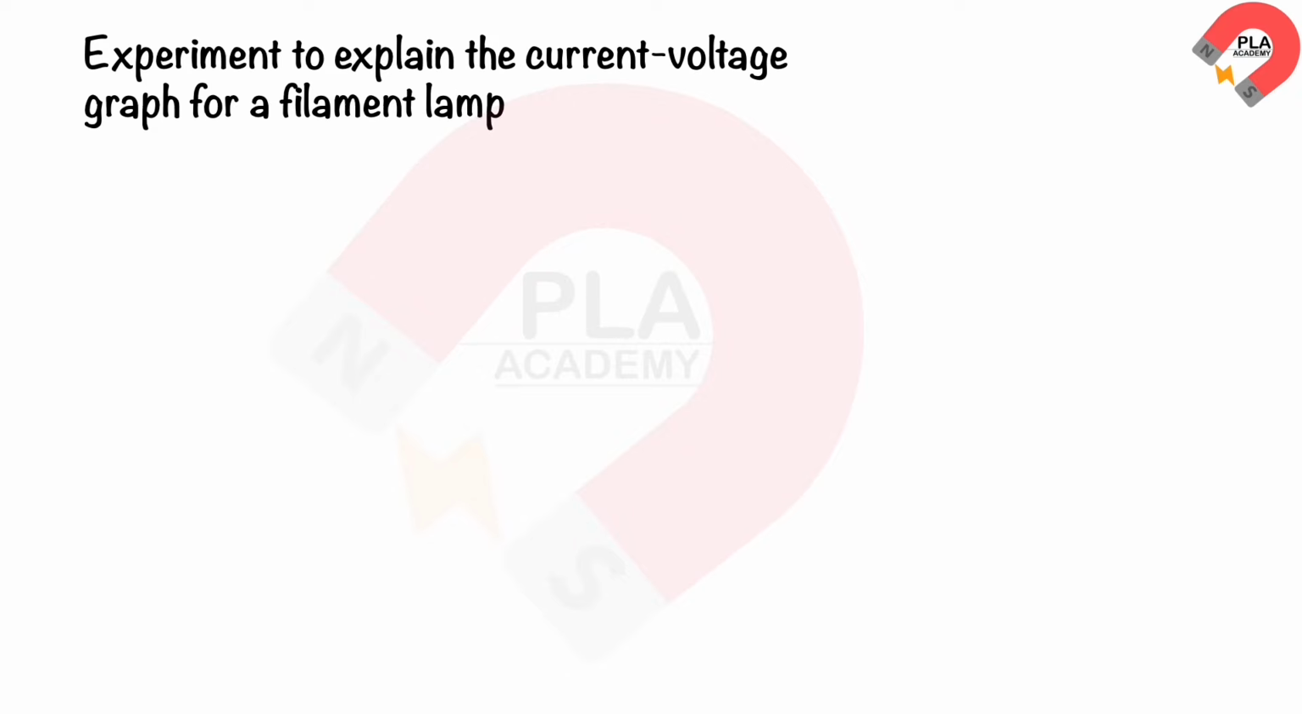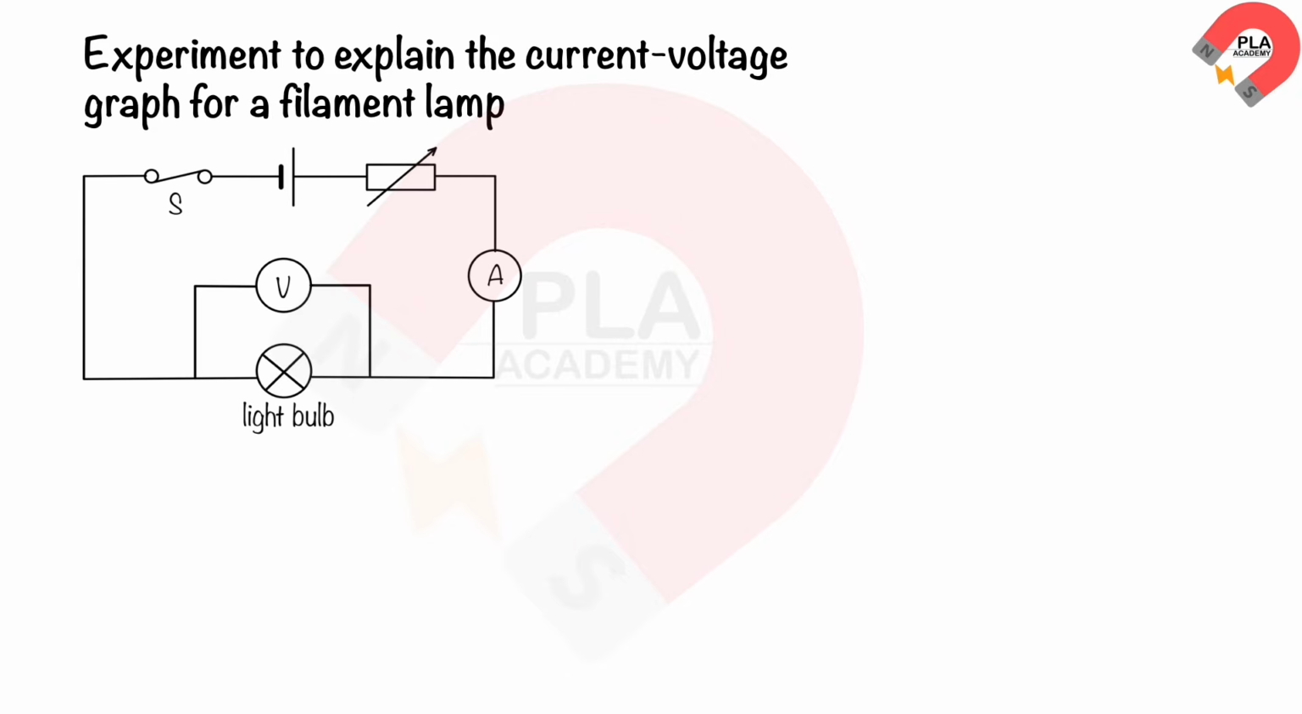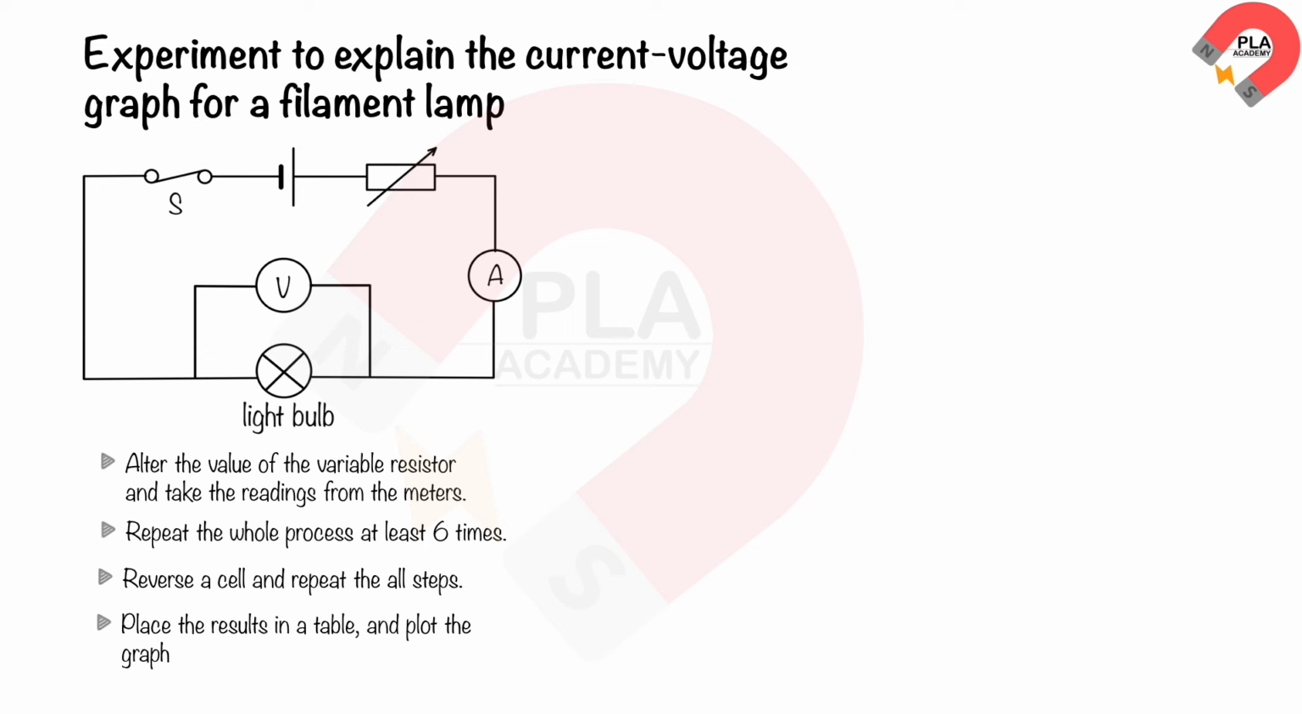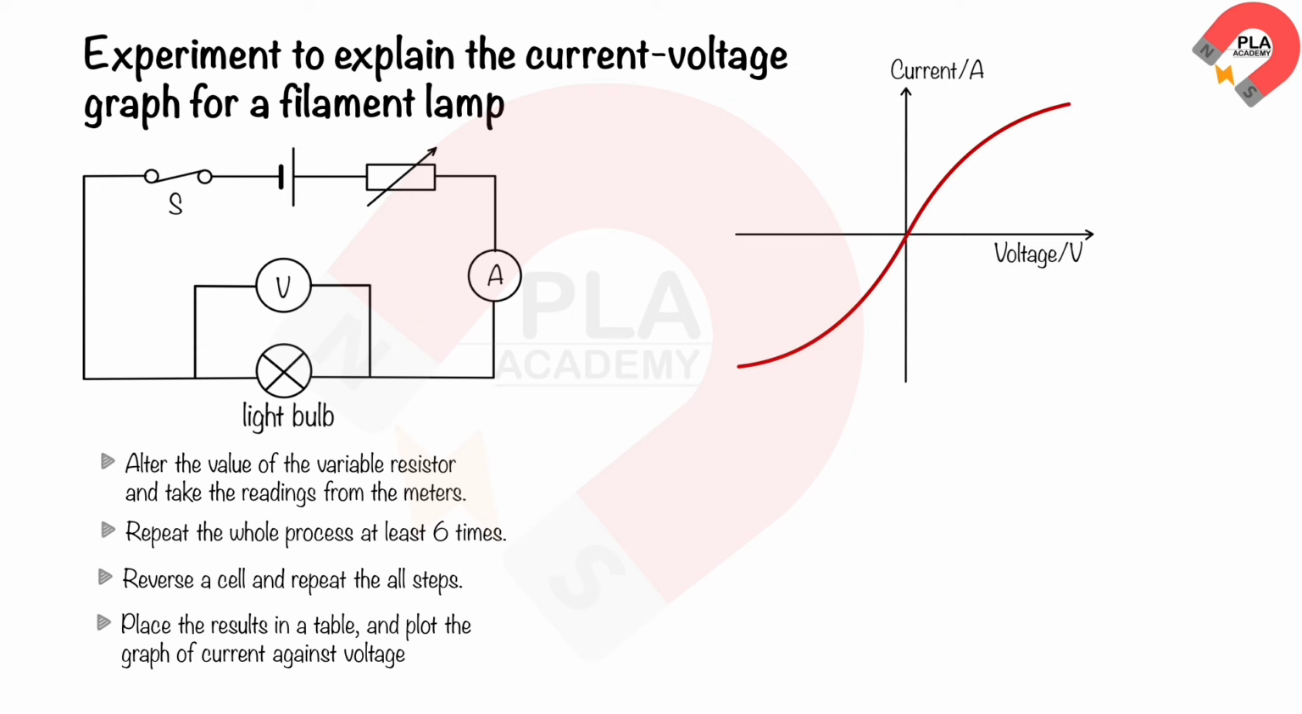An experiment to explain the current-voltage graph for a filament lamp. Set up the circuit shown in the figure. Alter the value of the variable resistor and take the readings from the meters. Repeat the whole process at least 6 times. Reverse the cell and repeat all the steps as before. Place the results in a table and plot the graph of current against voltage.